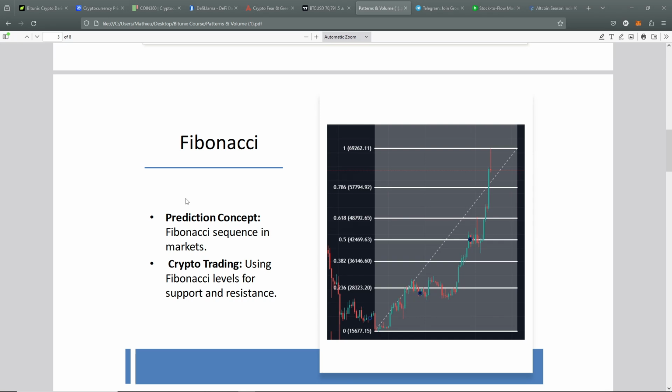I want to explain how to use the Fibonacci indicator, okay? I know a lot of people get confused about this tool and they don't use it right. So I'm going to show you how to use it properly. So just a very brief overview of the Fibonacci trading tool, okay?